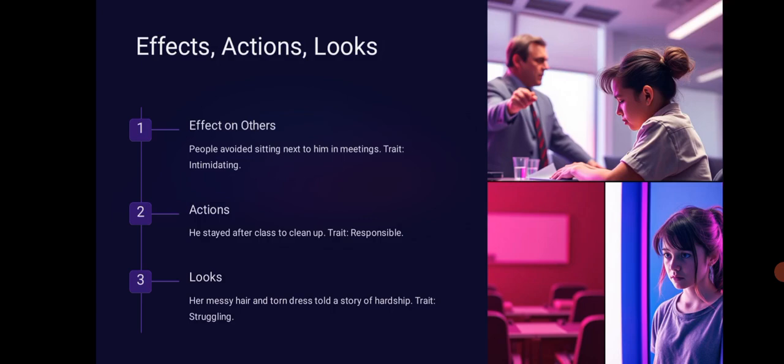We also have actions. He stayed after class to clean up. He's a responsible person. Everybody's gone home, but he decided to stay to clean up. That is responsibility or being responsible. But somebody could look at it from a different angle. Well bred, well trained. So again, it's subjective. Looks: her messy hair and torn dress told a story of hardship. Trait: struggling, poverty. So the hair is messy, the dress is torn. It could talk about poverty, it could talk about struggling, which is also in the cycle of poverty.